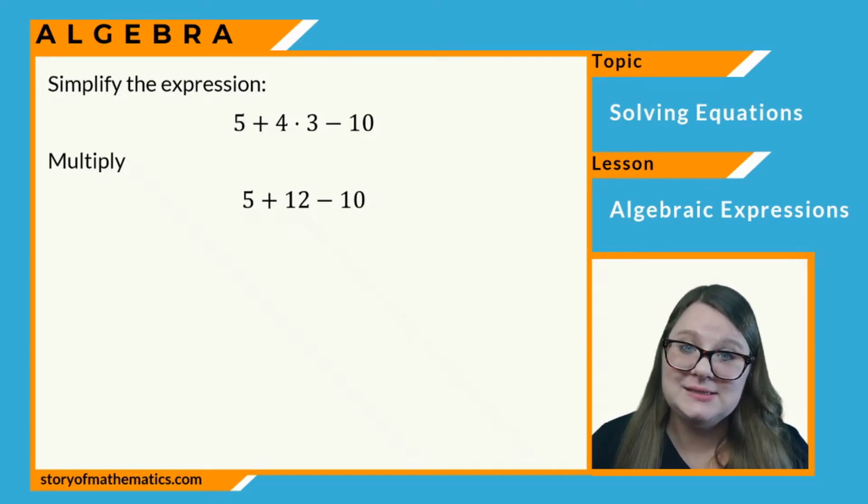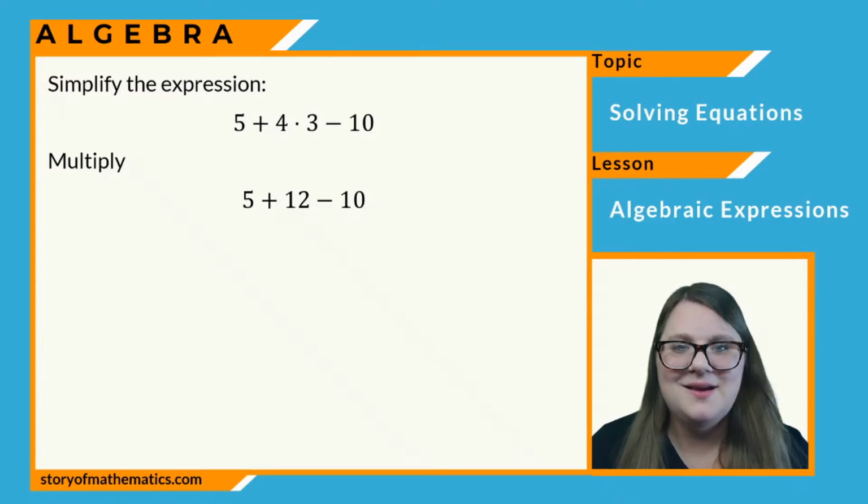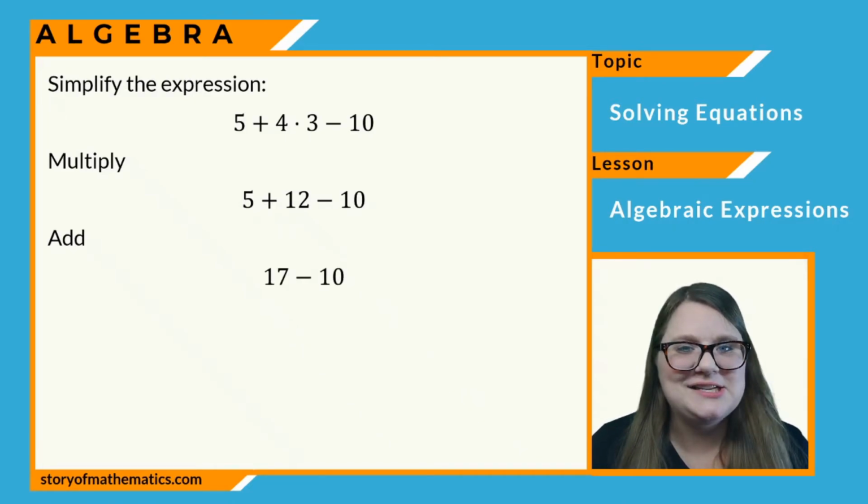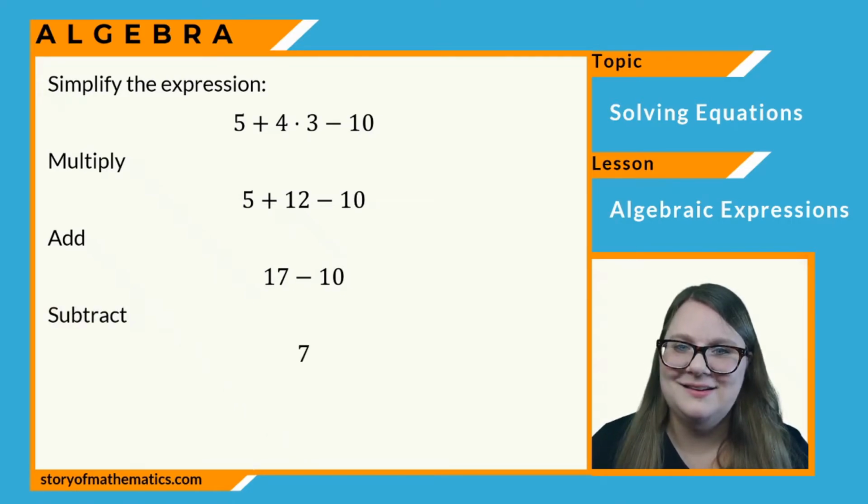Now I have addition and subtraction left in PEMDAS. Now, I'm always going to do these from left to right. In this case, addition is going to come first. 5 plus 12 is 17. Then I just need to subtract. 17 minus 10 is 7.